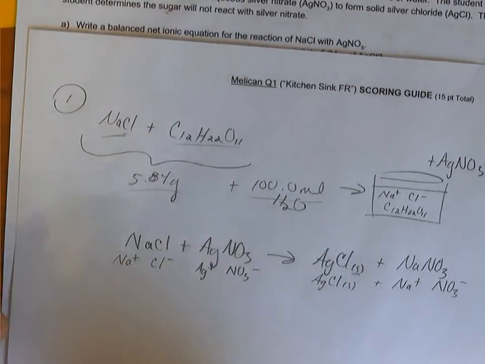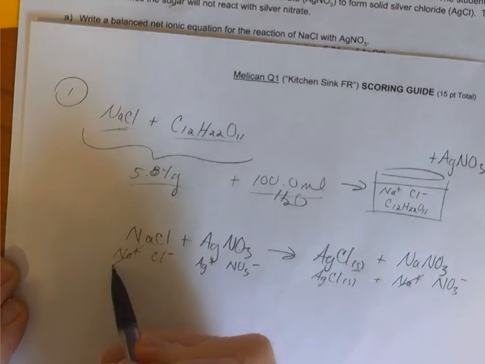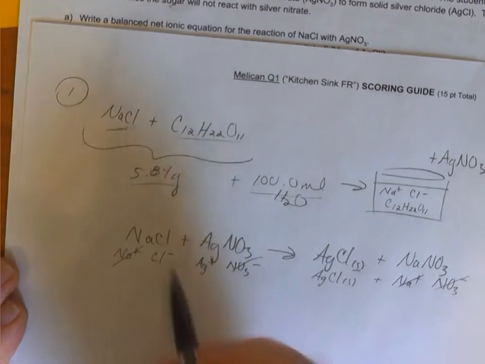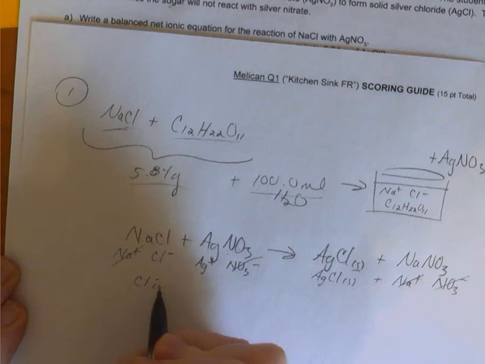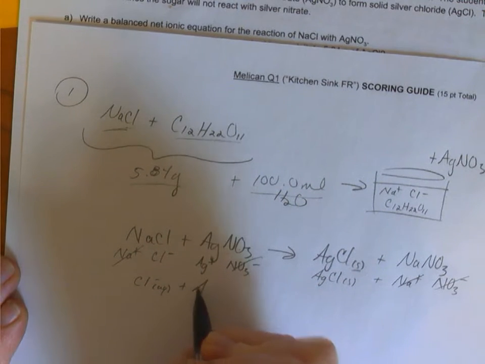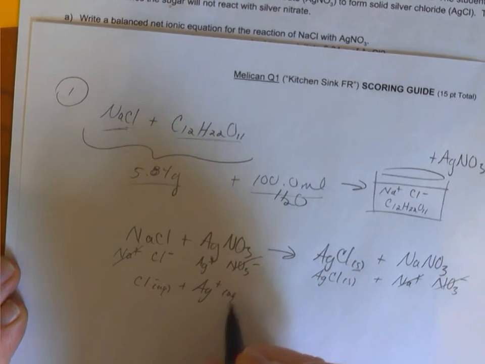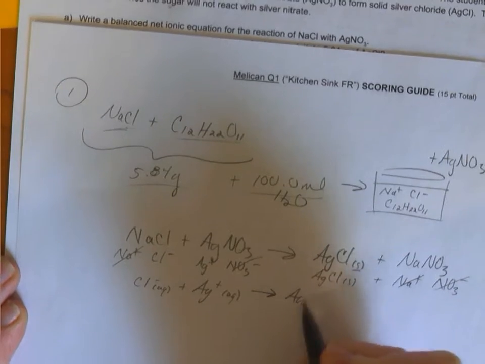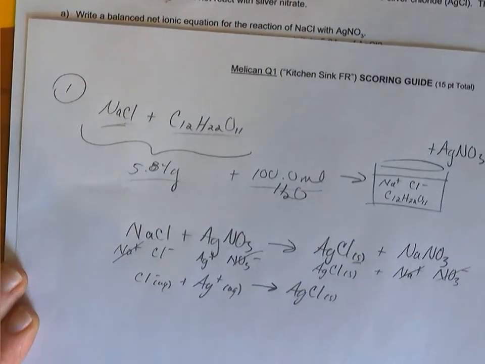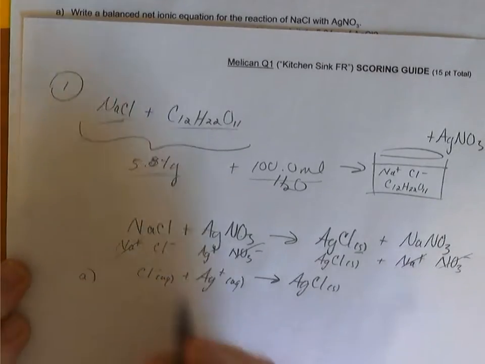So which are my spectators? My sodium and my nitrate. Now, these are soluble. And so, even though you'll get the point without showing phase symbols, I'm going to, because I want to show I know my chemistry. Okay, that's our answer for A.